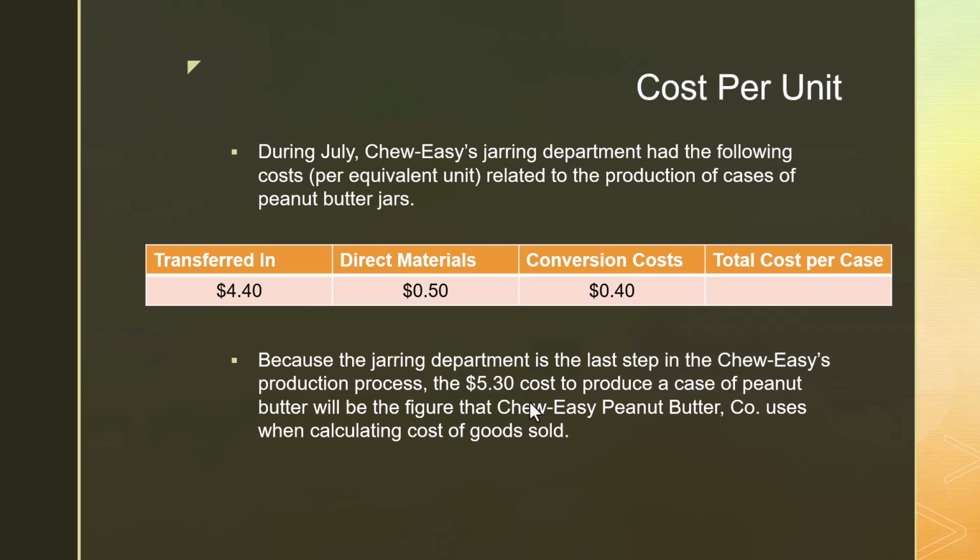So while it's a very important document to make and you have to make it, it doesn't actually put it on the company's books. That happens through journal entries in the general ledger. So we're going to have to record all of the journal entries for all of the stuff that happened in Chew Easy during this period.